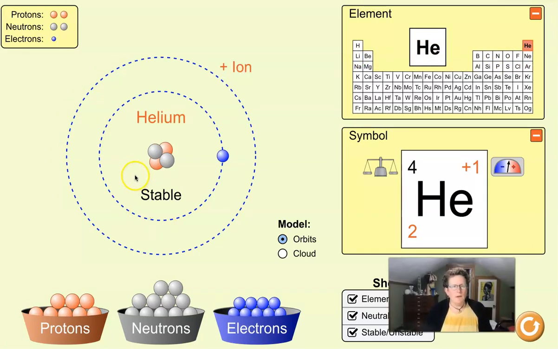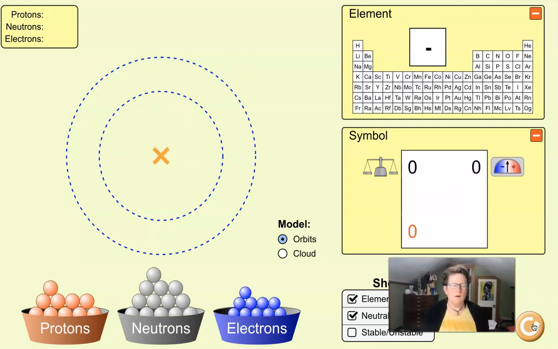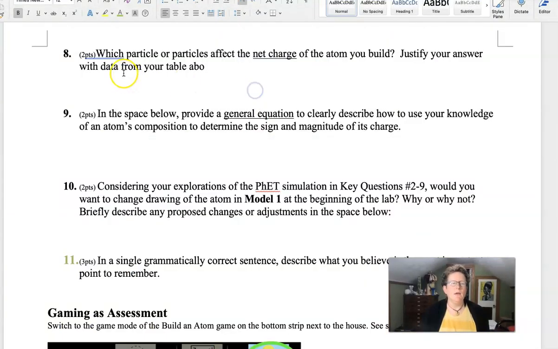So as you finish up your table, you're going to want to go down your sheet here and think about which particle or particles affect the net charge of the atom you build. Justify your answer with your data from your table above.